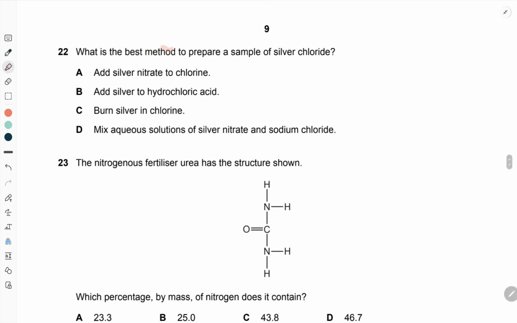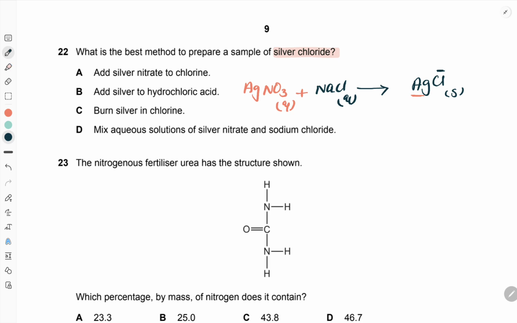What is the best method to prepare a sample of silver chloride? So silver chloride, AgCl, is an insoluble salt. Whenever you want to make an insoluble salt, mix two soluble salts. One should contain silver, so with silver you can add nitrate. All nitrates are soluble. And the other salt must contain chloride, so for chloride you can take sodium chloride. All sodium salts are soluble, right?